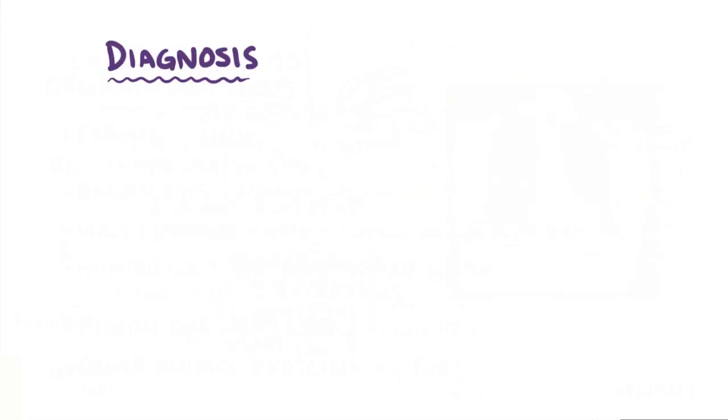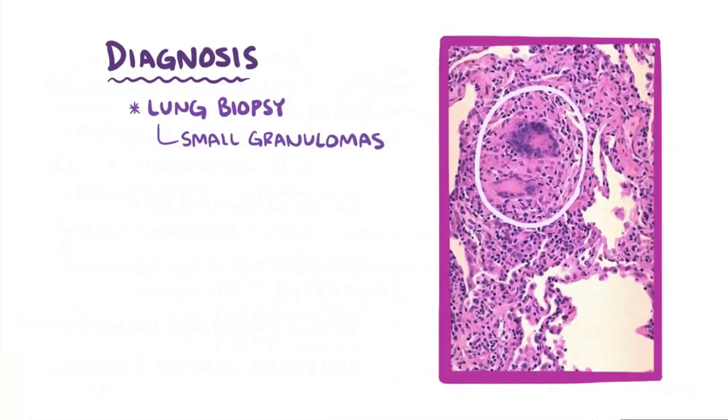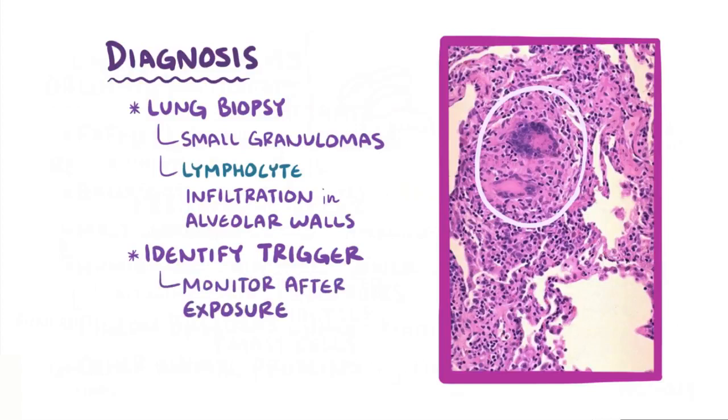Because of the type 4 hypersensitivity response, a lung biopsy might reveal small granulomas around the bronchioles, and lymphocyte infiltration in the alveolar walls. Lastly, and probably most importantly, a diagnosis involves identification of the environmental trigger, and that can be done with an inhalation challenge, when a person is exposed to the possible trigger and then monitored to see if they develop symptoms.